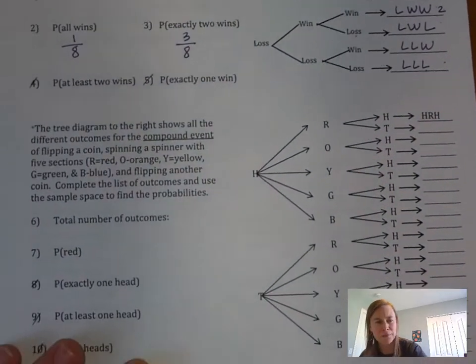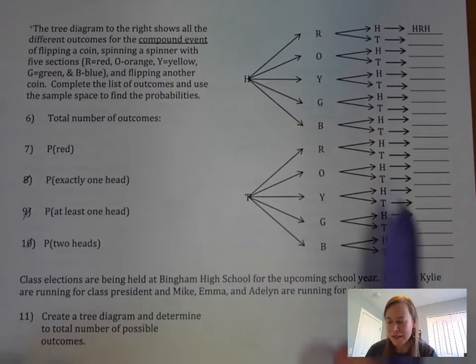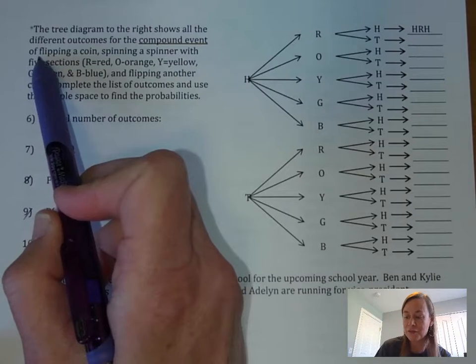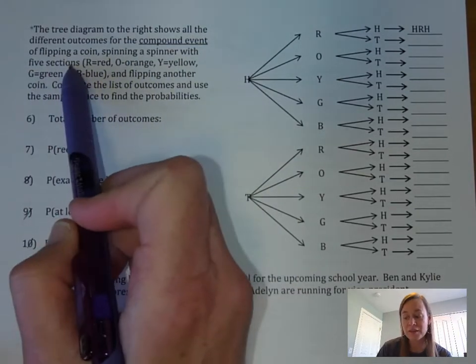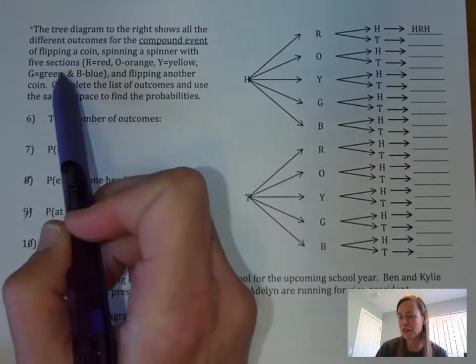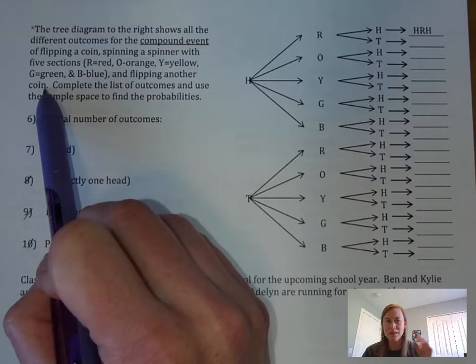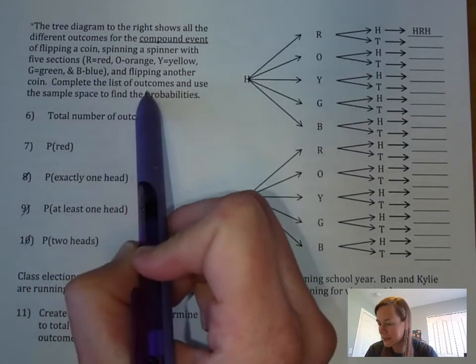In the next one, let's see, it's a big old tree diagram we have there. It says the tree diagram to the right shows the different outcomes for the compound event of flipping a coin, spinning a spinner with 5 sections, all these different colors, red, orange, yellow, green, and blue, and then flipping another coin. So we flip a coin, we spin a spinner, and then we flip another coin. All right, got it.